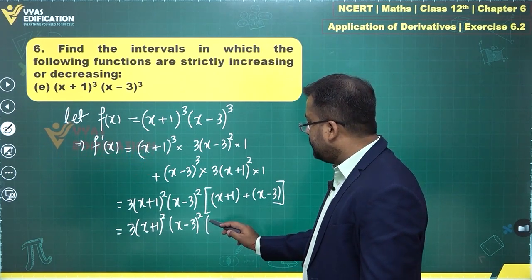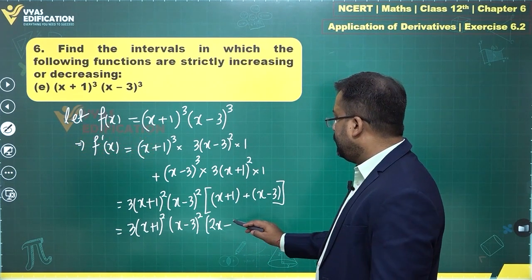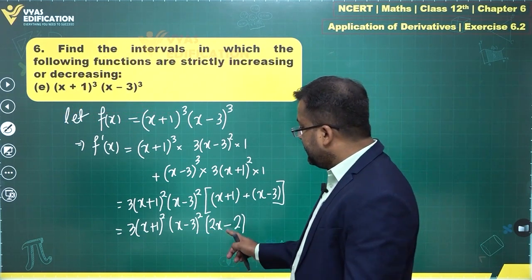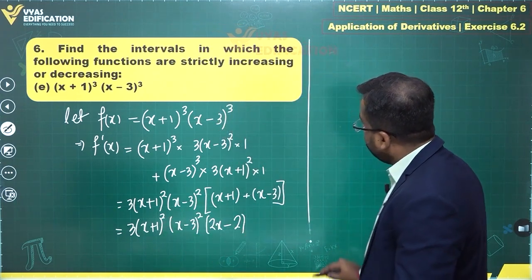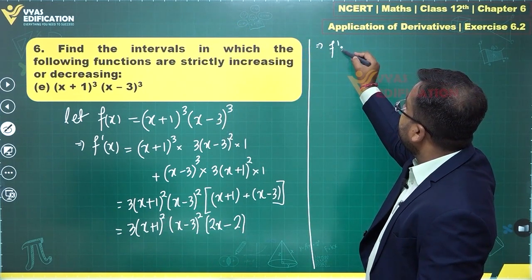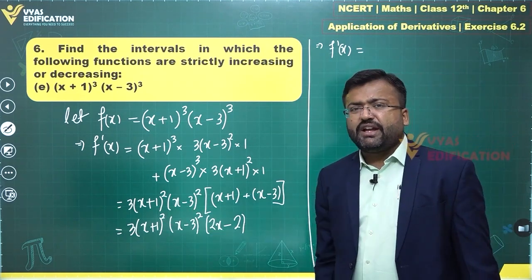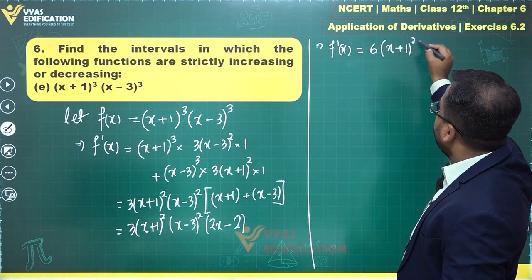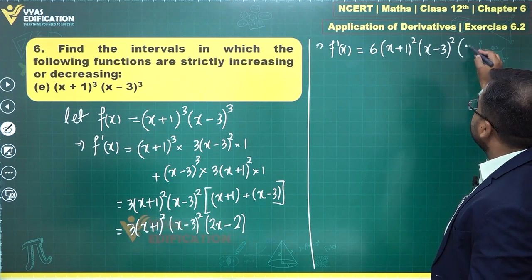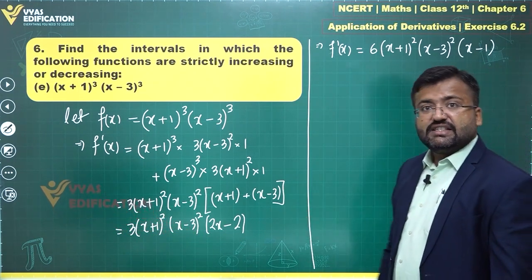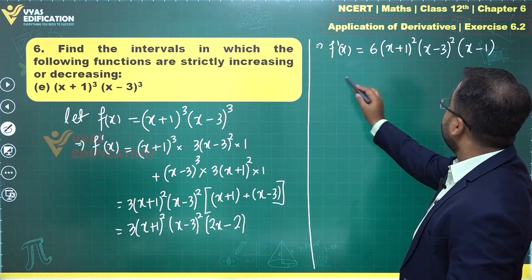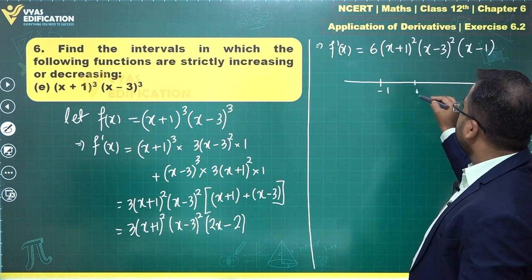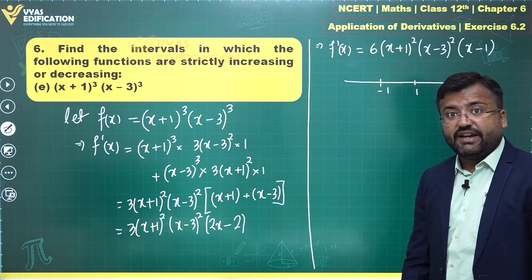And what will this be? This is 2x minus 2, is it? Yes. This is 2x minus 2. Can it be factorized further? Yes, we can factorize this further by taking out 2 common from here, and therefore this gives me f prime x will be equal to 6, since 3 times 2 becomes 6, times (x plus 1) whole square, (x minus 3) whole square times (x minus 1). Yes, is that so? Yes. And now the critical points will be 1, 3 and minus 1, marked on the number line in this manner, right?